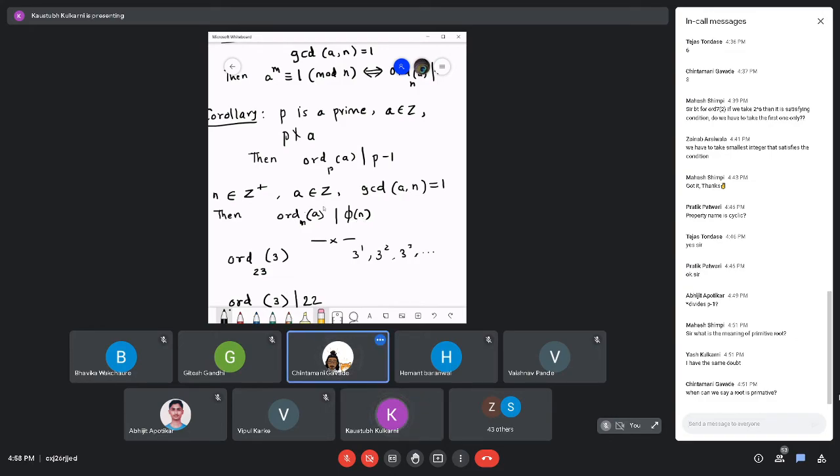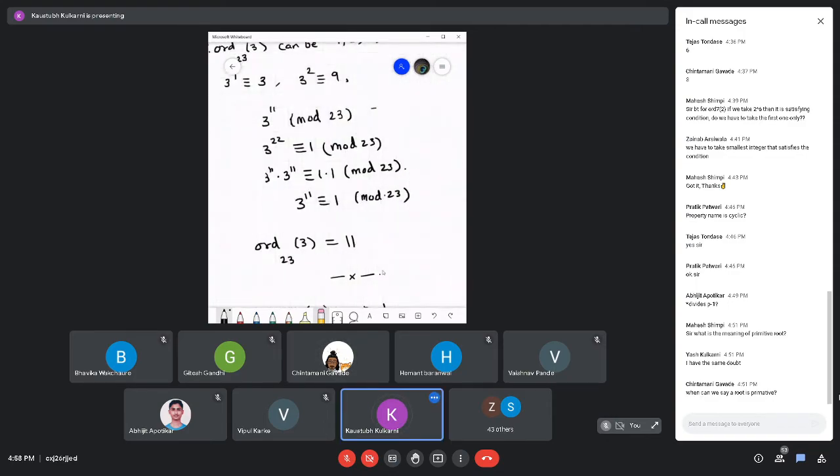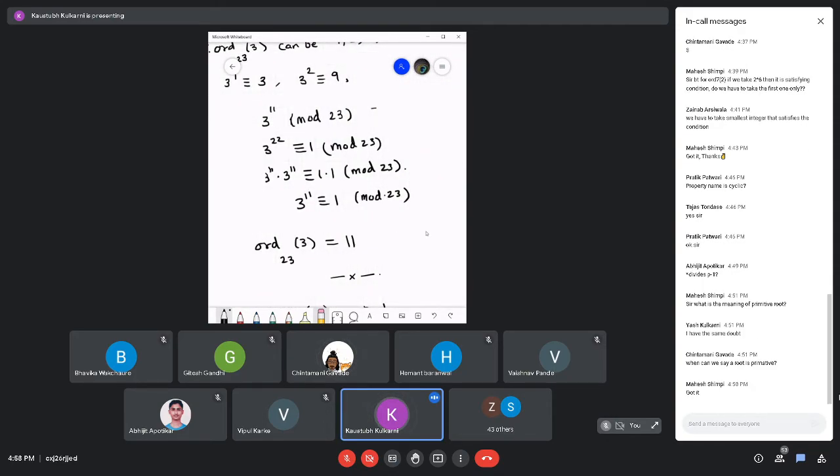So this gives us candidates, the candidate powers of a, for which when divided by n, the remainder is 1. We are just narrowing down the factors like that. Got it. Anyone else has any doubt?